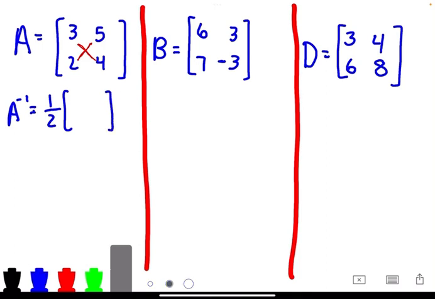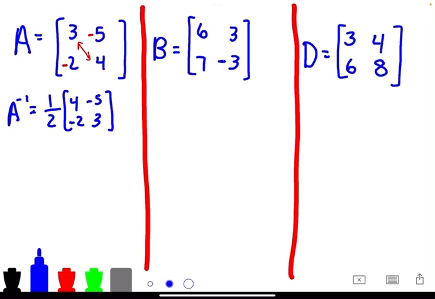So the next thing that we need to do here, we want to switch places of the 3 and the 4 on the main diagonal. So that's going to be 4 and 3. And then what we call the minor diagonal, we negate it. So that makes that negative and that's negative. So that's going to give us negative 5 and negative 2.